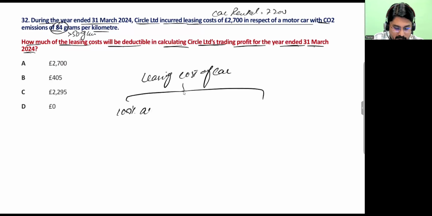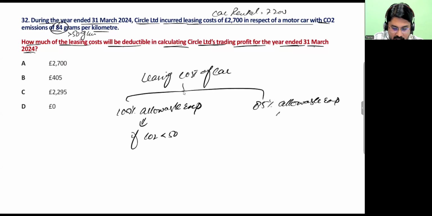100% allowable expense or 85% allowable expense. Leasing cost will be 100% allowed if CO2 is less than 50, and 85% allowed expense if CO2 emission is more than 50. So this is the scenario in our question.